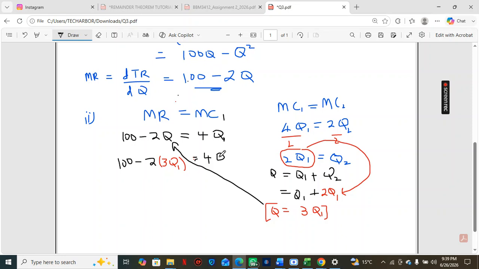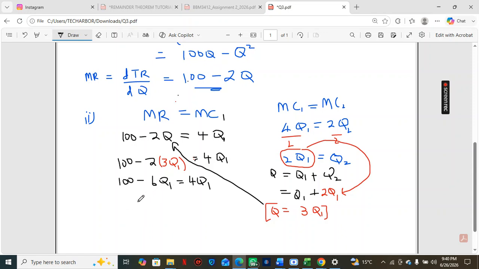Okay, so we're able now to solve for Q1. So you're going to say 2 times 3Q1, that is 6Q1. So you're going to have 100 minus 6Q1 equals 4Q1. So we can solve and get Q1.